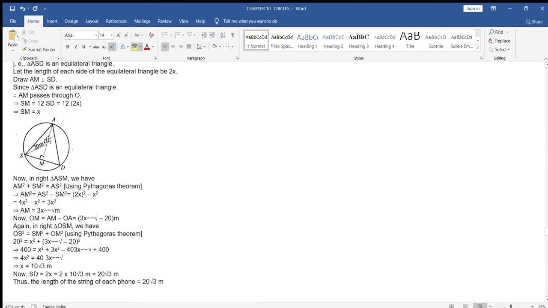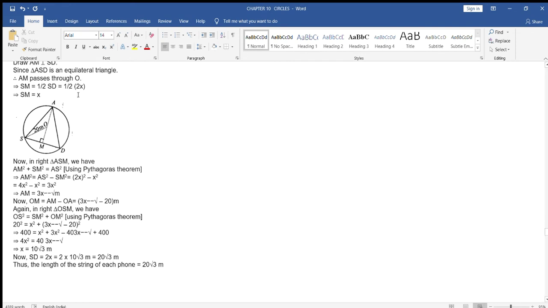So we know that if this is perpendicular, then it bisects the opposite side also in an equilateral triangle. So SM is equal to MD. If SD is 2x, then what will be the value of SM? It is half of SD, so half of SD is x only. So from here we find that SM is x.